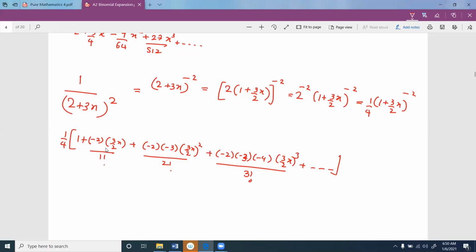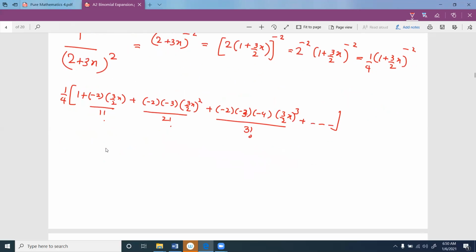Okay, let's try to expand this. If you do this, you can say it's 1 over 4 times, if you operate this, 1 minus 3x. Then this is equal to minus 2 into minus 3, that is 6, into 3 over 2 squared. This answer must be divided by 2. So the answer is 9 over 2, plus 9 over 2 x squared.